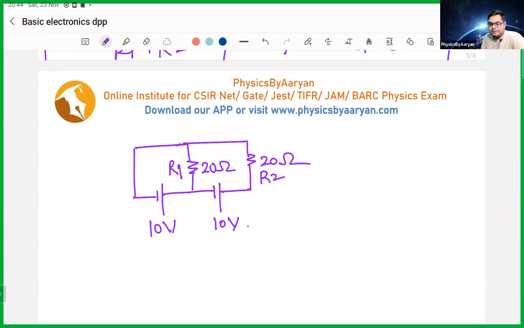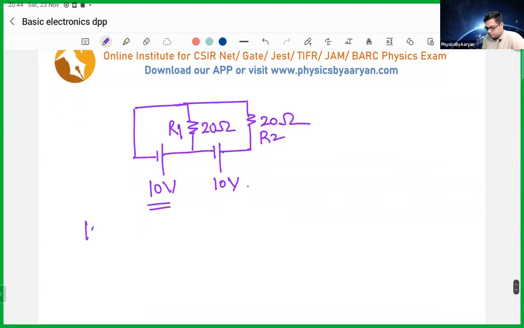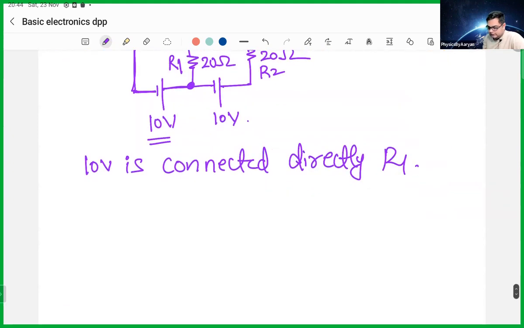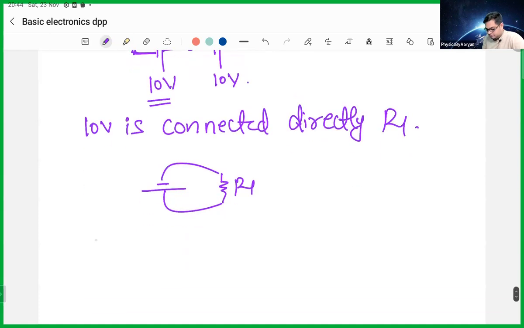One thing which is very clear is that this 10 volt is directly connected to R1. So this battery is directly connected to R1. As you can see, one end of this is here and the second end of this is here. So basically this 10 volt is directly connected to R1. So what is the voltage across R1? Simple, 10 volt. Voltage across R1 is 10 volt.